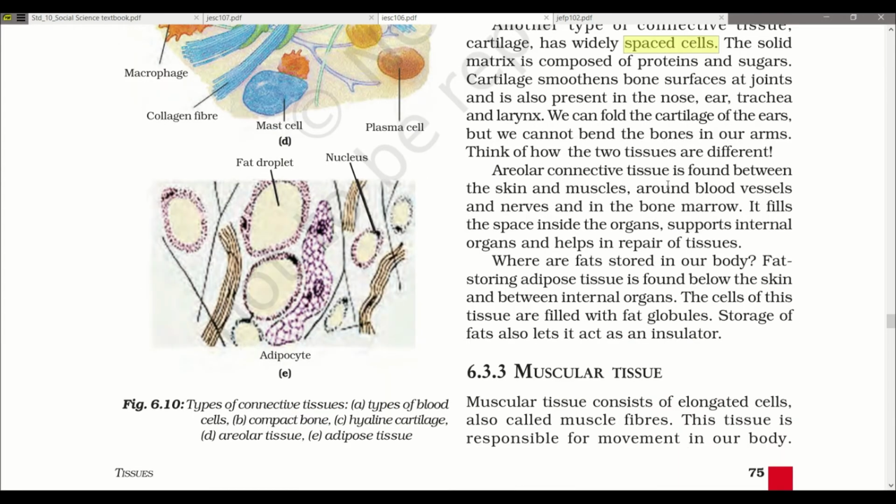Areolar connective tissue is found between the skin and muscle, around blood vessels and nerves, and in the bone marrow. It fills the space inside the organ, supports internal organs and helps in repair of tissue.